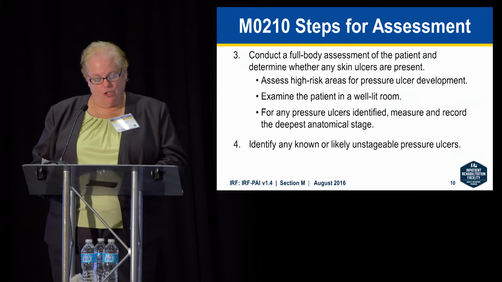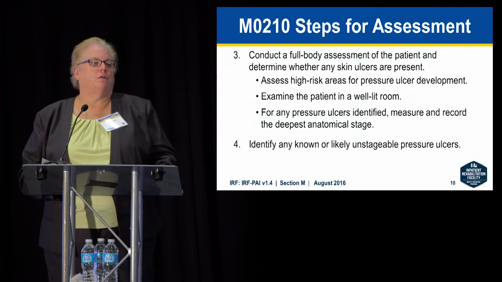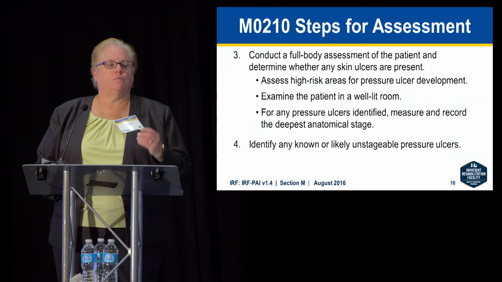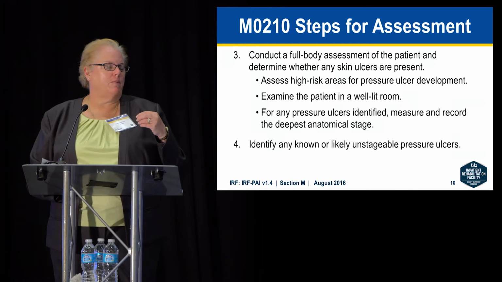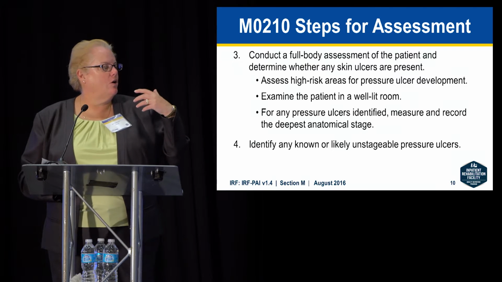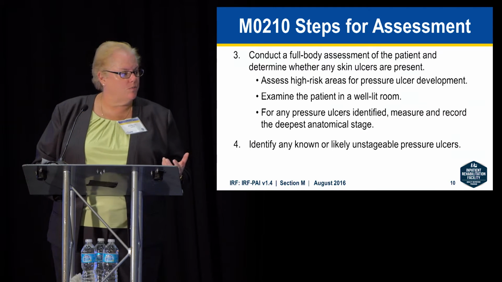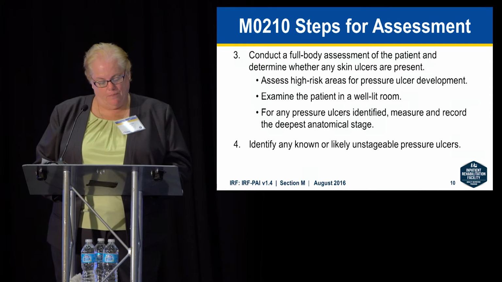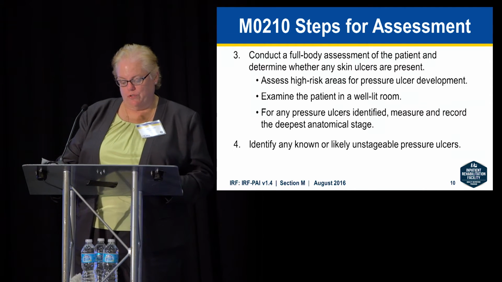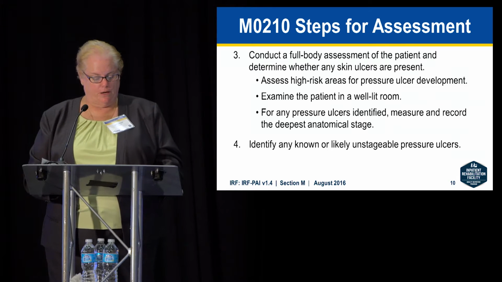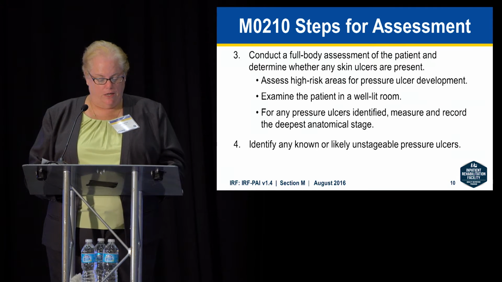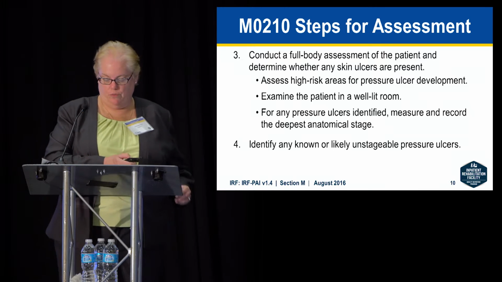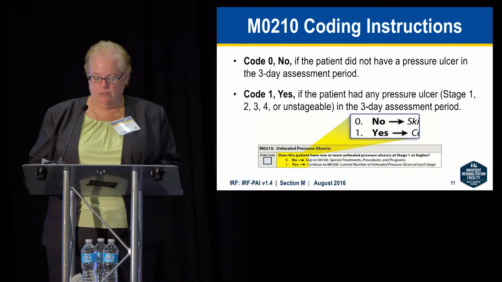Make sure you examine the patient in a well-lit room, especially if they're a person with darker skin tones. It's much harder to pick up, especially maybe a suspected deep tissue injury or stage 1 pressure ulcer. So make sure you have really great lighting. We want to make sure if we identify any pressure ulcers that we record the deepest anatomical stage, and identify any known or likely unstageable pressure ulcers. So we want to make sure we record all of this.